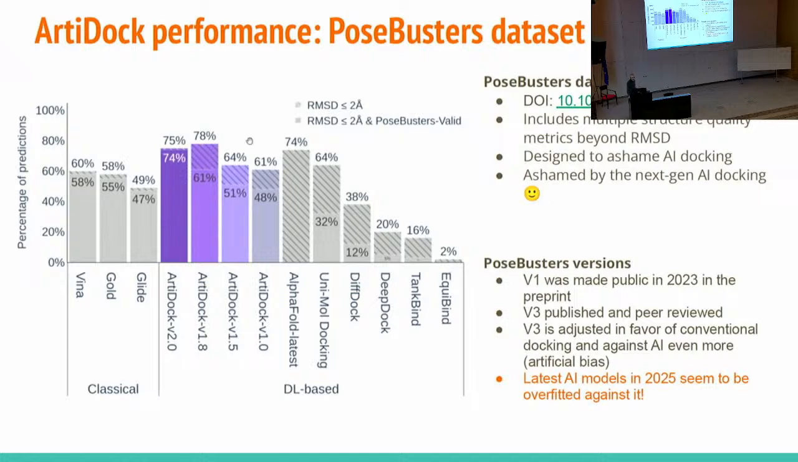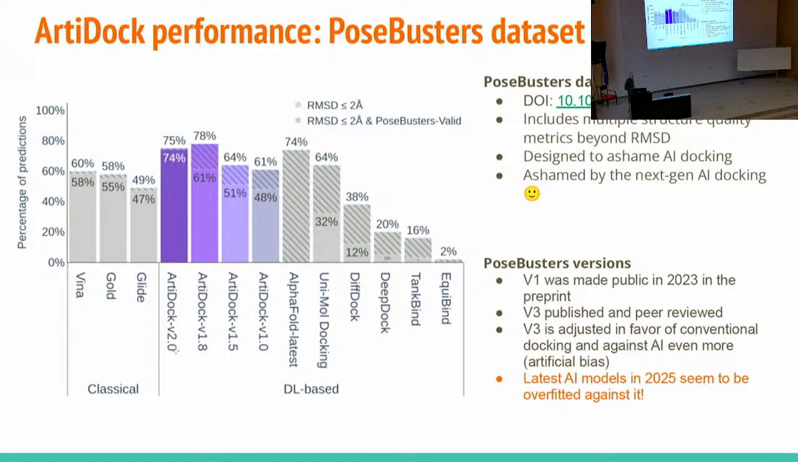So this is how it looks. Here on the right, you can see different previous AI models, and you can also see AlphaFold's latest model, which can also predict protein-ligand complexes, and different variations of our RTDoc model. And these are the last two of them, 1.8 and 2.0.